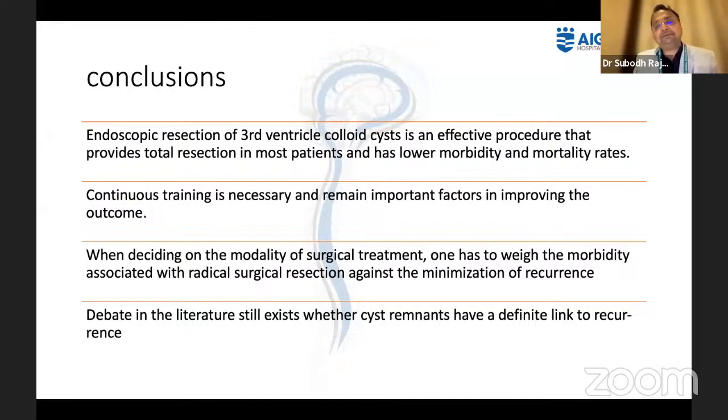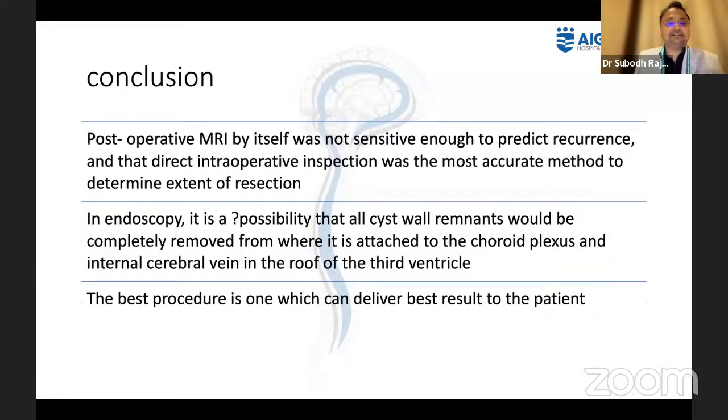So all these colloid cyst patients, I tell them that if there is a recurrence, I will again do an endoscopy and remove it the same way, because hardly any morbidity is there. And this debate still exists in the literature on cyst remnant. Some articles say it doesn't have any value, but most of the articles say that cyst remnants have a definite link to recurrence. But this is my short experience with colloid cyst.